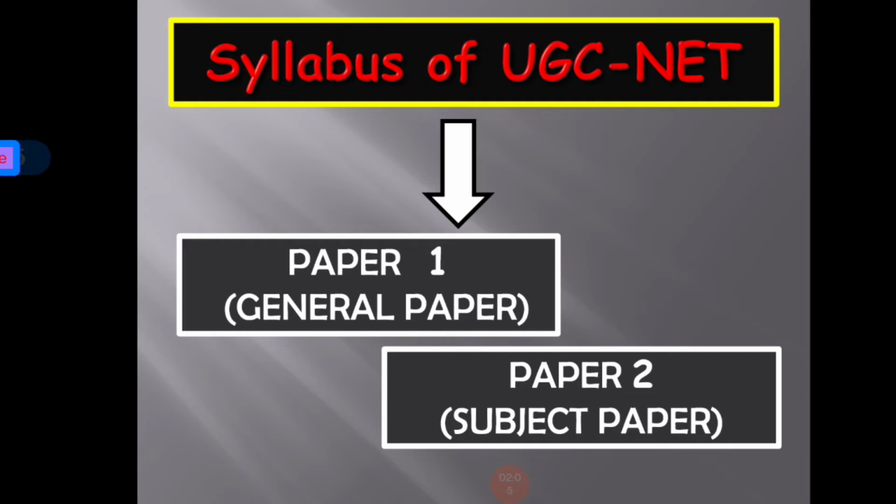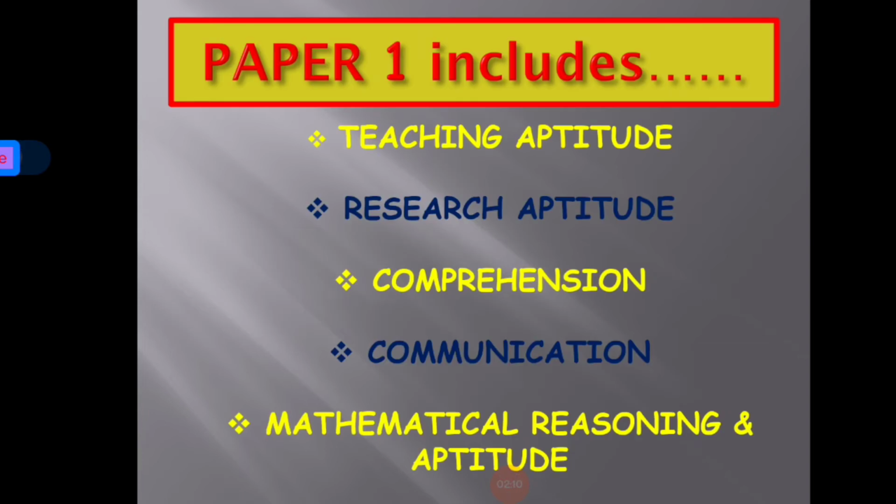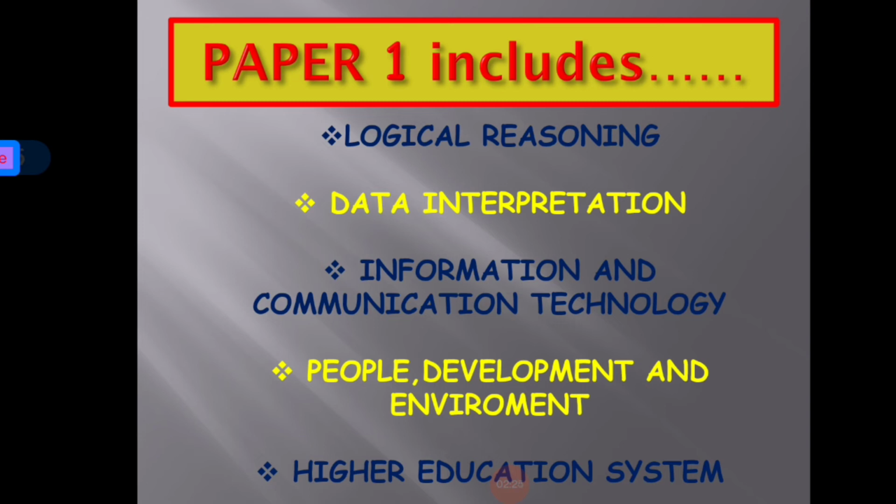I have already told that part, and now go to the syllabus. Paper 1, the general paper, includes 10 units: teaching aptitude, research aptitude, comprehension, communication, mathematical reasoning and aptitude, logical reasoning, data interpretation, information and communication technology, people development and environment, and higher education system. So now going to some elaboration.